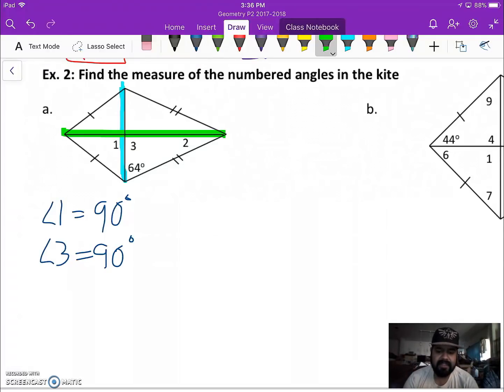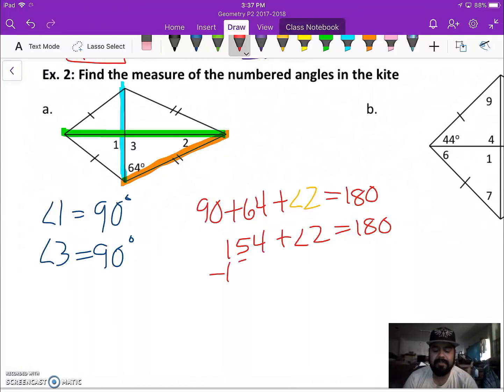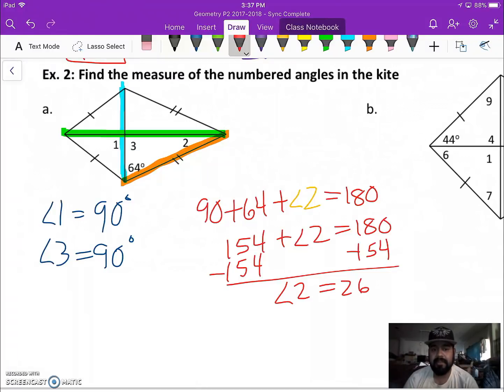Next, take a look at this right here. This whole triangle here, where angles 3 and 2 and 64 degrees are, they all have to add up to 180. So, since we know angle 3, we could say 90 plus 64 plus angle 2 equals 180. I'll fix that angle 2 so that it doesn't look like an L2. There we go. So then combine the like terms. 154 plus angle 2 equals 180. Take away that 154. So then you should have angle 2 equal 26. Oh wait, 26 degrees.